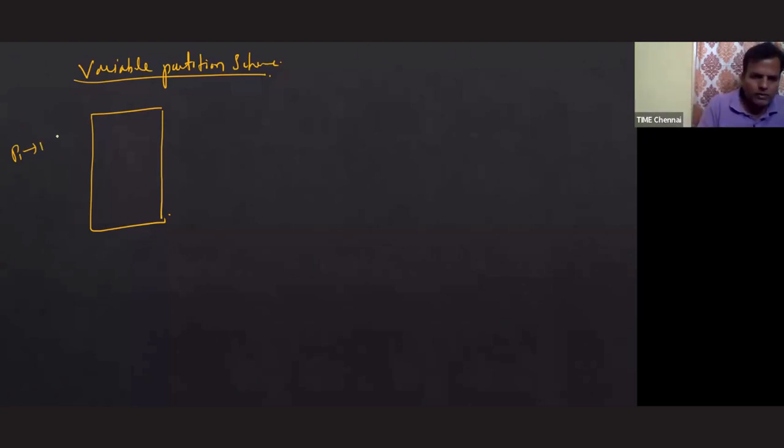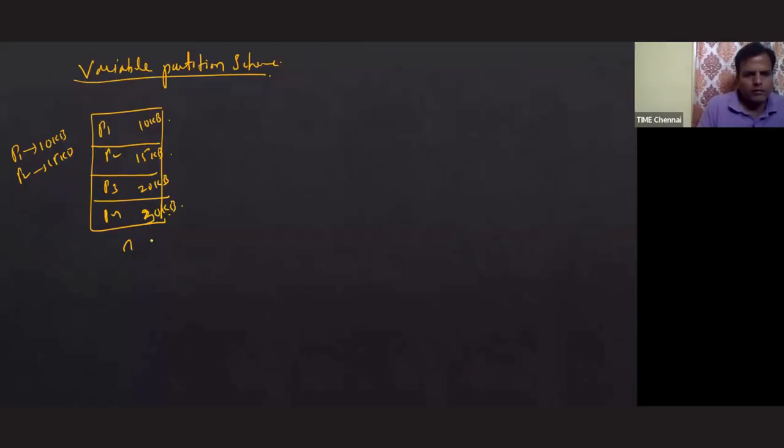Let's assume this process P1 size is 10 KB. I am keeping process P1 here. I have created a partition of size 10 KB. Another process is 15 KB. In the same way, other partitions are also created like this. Let's see the performance of this one. We are not using the rule one partition equals one process here. So remember the performance.